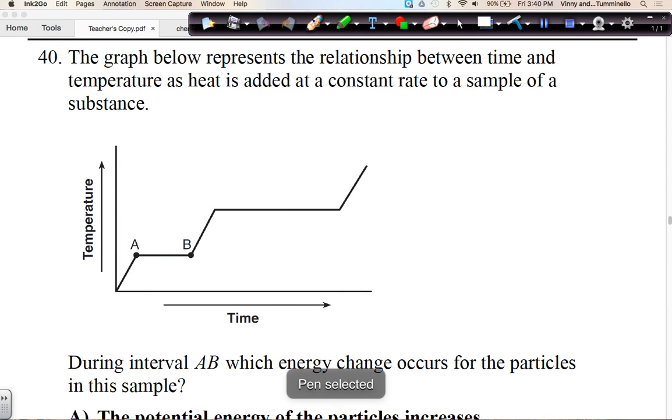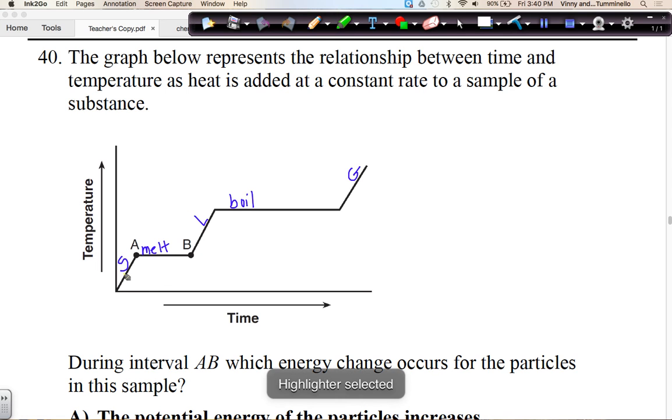Looking at number 40, the graph below represents the relationship between time and temperature as heat is added at a constant rate to a sample of a substance. Now we have three slanted lines. That means that this slanted line is the solid, this one is the liquid, and this one here represents the gas. That means that AB is what represents our melting. And the next line here from liquid to gas is our boiling or vaporization line.